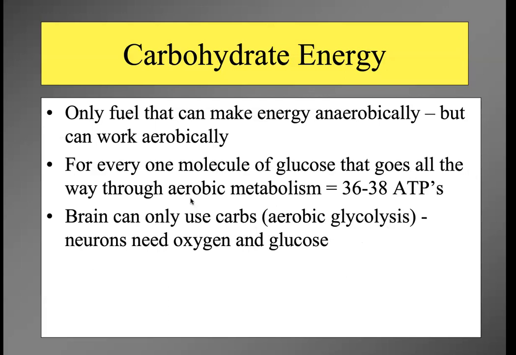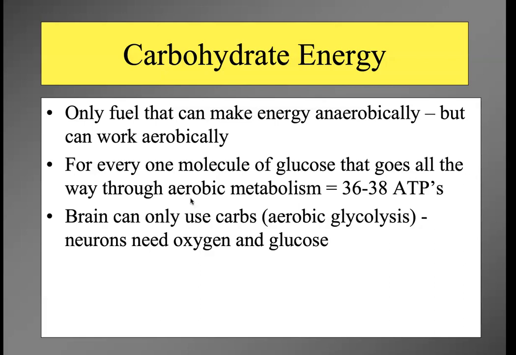The brain, remember, can only use carbohydrates. We've talked about this several times. So it uses aerobic glycolysis. In order for your neurons, your brain cells, to make ATP, they use oxygen aerobically and glucose. They need both of those. To get both of those, they need a blood supply. Remember, neurons cannot store glucose.